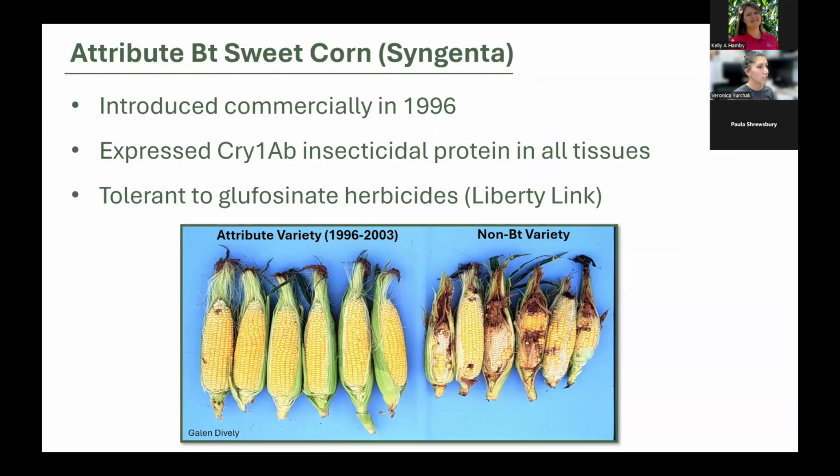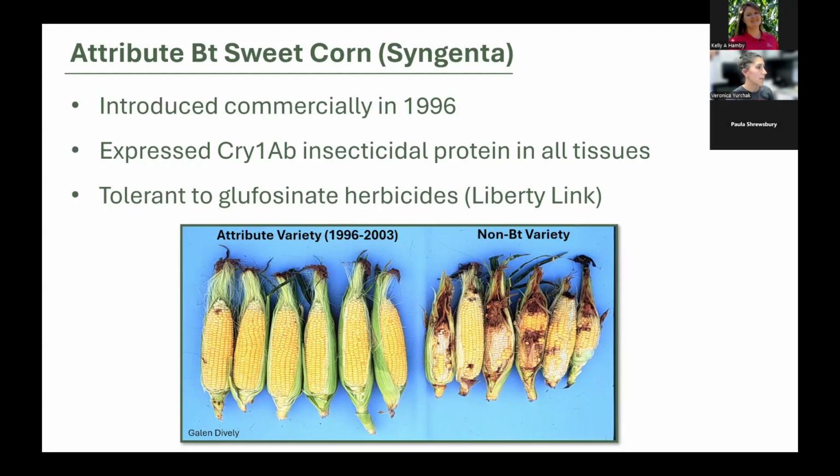So the first transgenic products that were registered by EPA were the Attribute sweet corn hybrids from Syngenta. These were first commercially introduced back in 1996, and they express a single Cry protein in all of their tissues, and they are tolerant to glufosinate herbicides, or Liberty Link. And following initial release, for about the first 9-ish years, these provided pretty good corn earworm control. They never provided 100% control, but compared to a non-BT variety, you would see relatively clean ears.